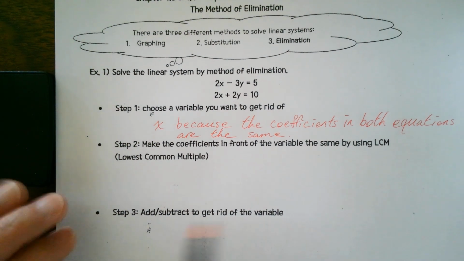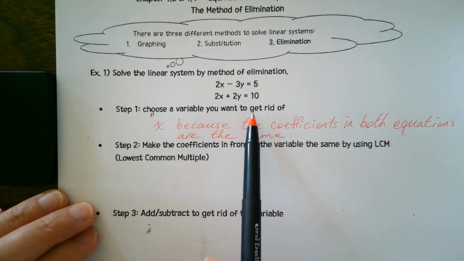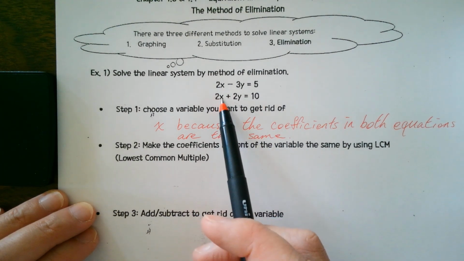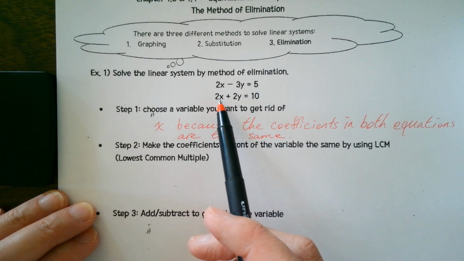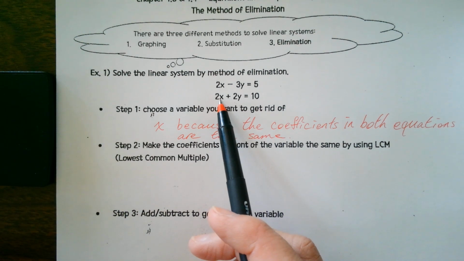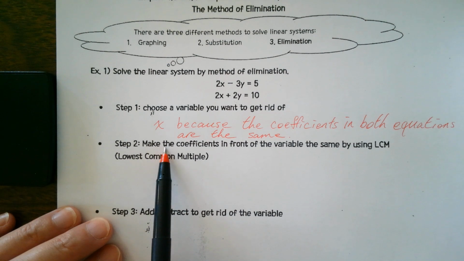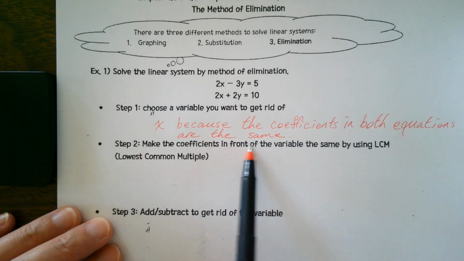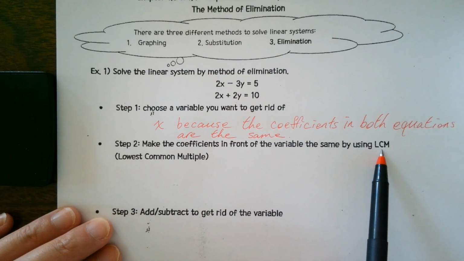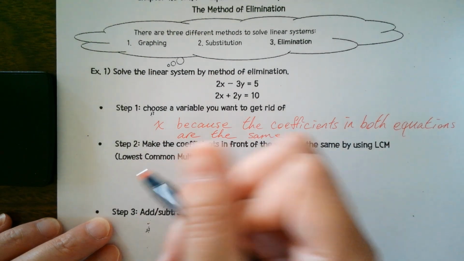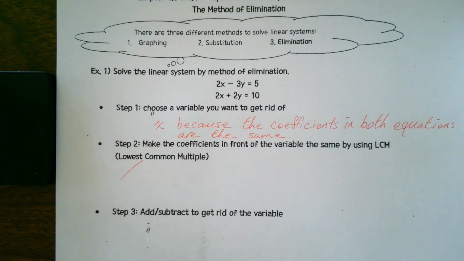Okay. Step 1, you want to choose the variable you want to get rid of. So looking at these two equations, I want to get rid of the x because this is 2x, this is 2x. The number in front is the same. So what if it's not the same? Then we can make the coefficient in front the same by using lowest common multiple. So in this case, since it's already the same, we can skip this step.